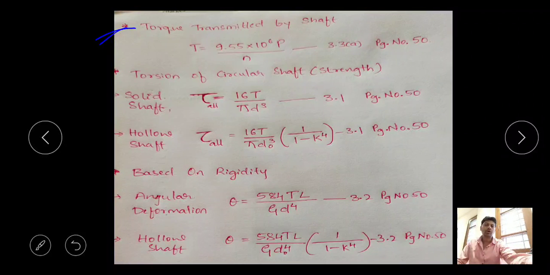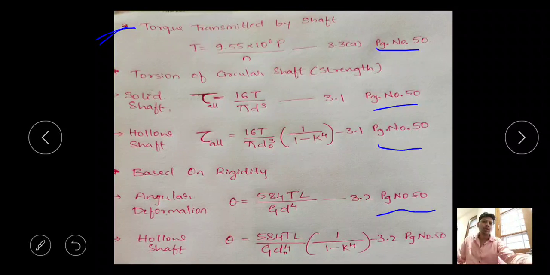For finding the torque, you have a direct formula. As I told, you have the formulas in the data handbook, on page number 50. All these formulas are there, and using them you need to design a shaft. First, you have to find the torque. Torque is given by this formula, which is 3.3a.